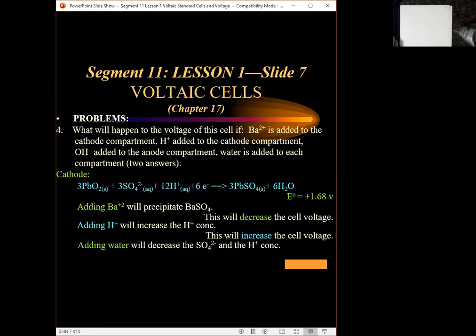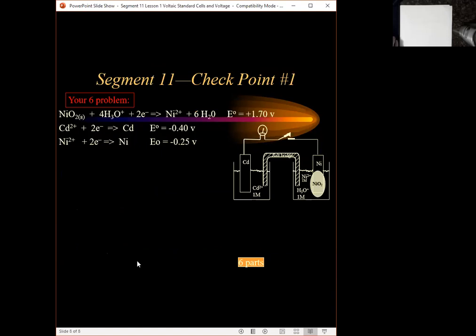Adding water will decrease the concentration of the things it can. Look here, I'm going to decrease the concentration of sulfate, I'm going to decrease the concentration of hydrogen ion, and I'm going to do nothing to the rest of the things, because you can't change the concentration of water in water by adding water. It's still water, okay? So it decreases the concentration of reactants. Le Chatelier says that shifts to the left. That would cause a decrease in the voltage that occurs. Okay.